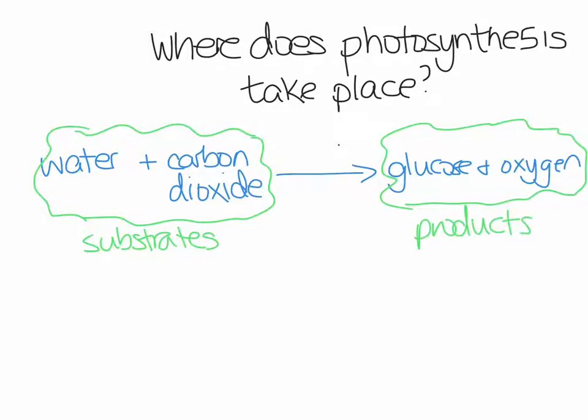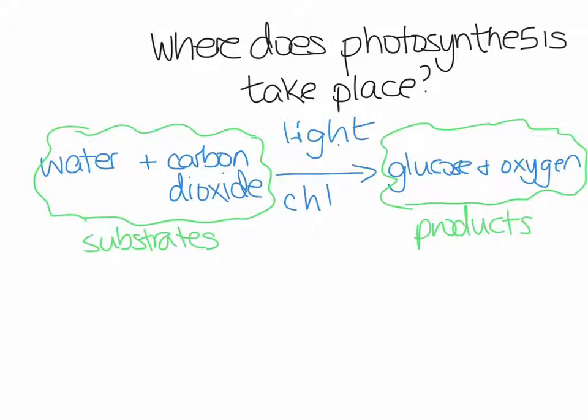Now, of course, we also need light. And quite often we might write chlorophyll on the arrow as well. So the light and the chlorophyll are not substrates or products because they're not actually chemicals. Well, the light isn't a chemical, it's a source of energy, and it's the energy that's needed to join the H2O with the CO2 to give us the glucose, C6H12O6, and oxygen. And this all happens in the chloroplasts.